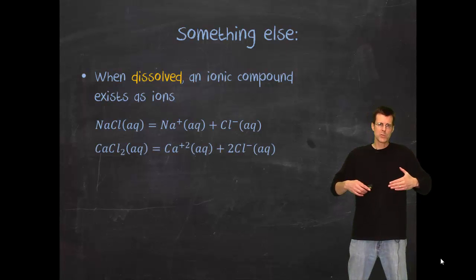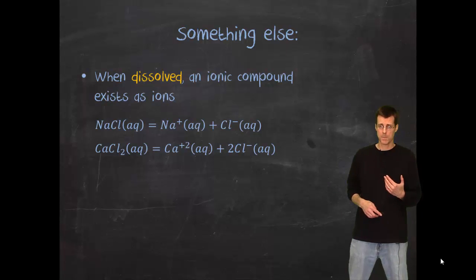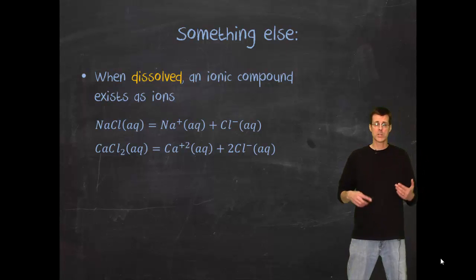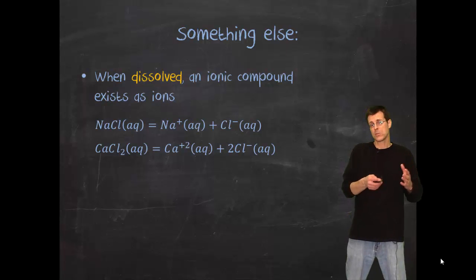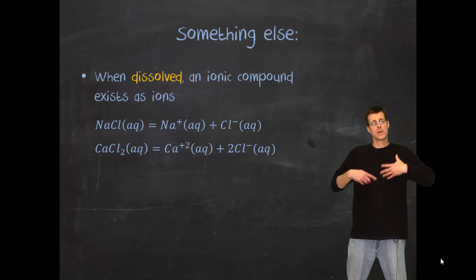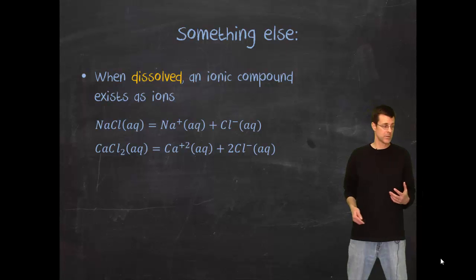And as I build my ionic compounds to go to, say, something like calcium chloride, now it becomes calcium ions and 2 chloride ions. Notice what happens to the Cl2. We write the Cl2 because I need 2 chlorine 1 minus ions in there. But when they separate into individual ions, each chloride ion floats around independently of the other.